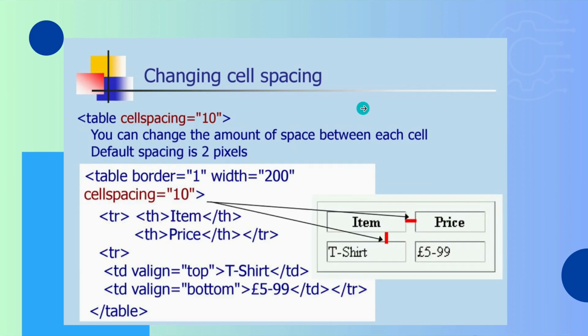Now changing cell spacing. Cell spacing can change the amount of space between each cell. The default spacing in this example is given as 2. So let us see the example. The cellspacing attribute is to be used in the table tag. As you can see in this example, we have used cellspacing equal to 10 in the table tag, which results in each cell having 10 pixels of spacing between it and the next cell.